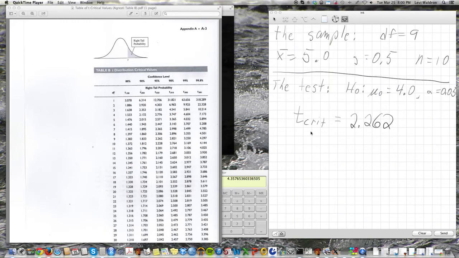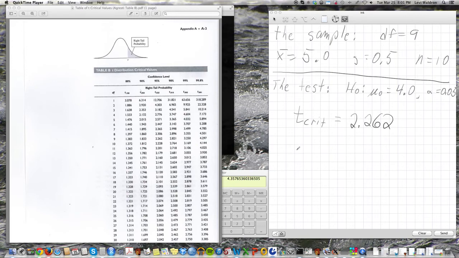Now, I should make an aside here that you can equally well do this problem by calculating the confidence interval for this sample, as I covered in another mini tutorial. You will make the same decision. If that way makes more sense to you, then just do it.